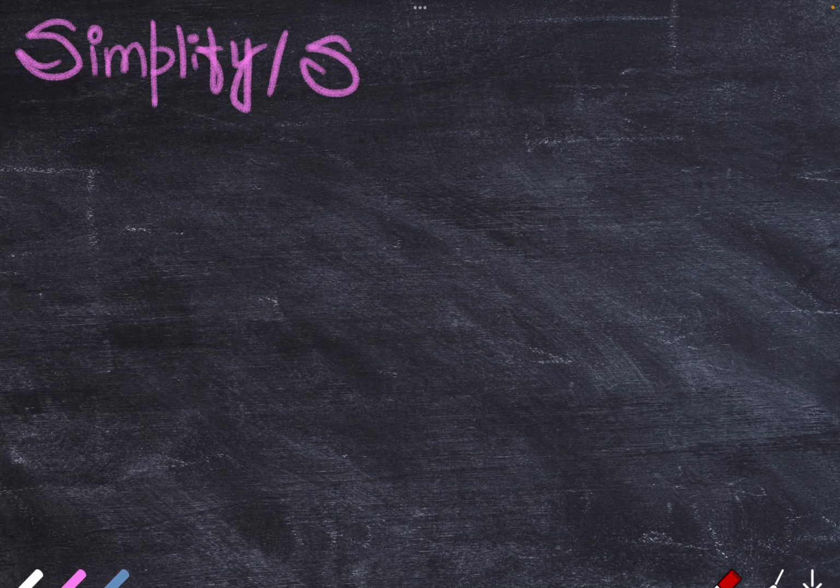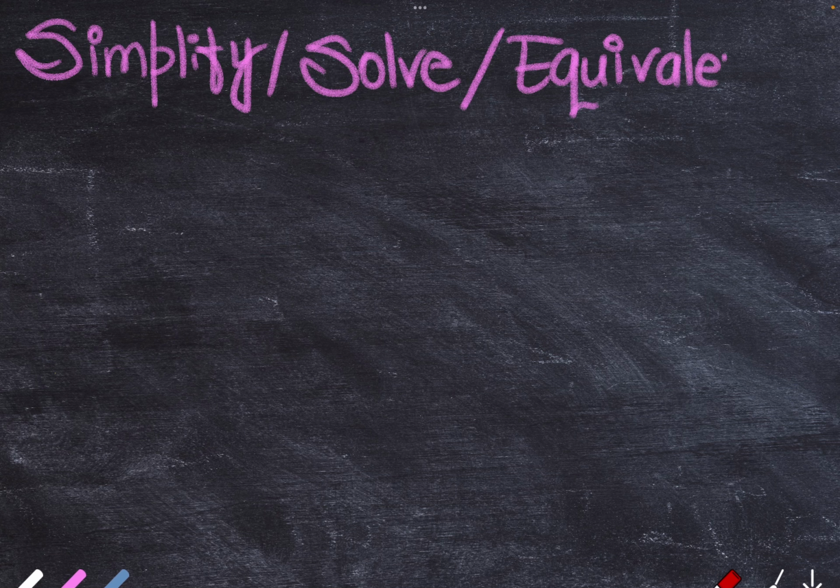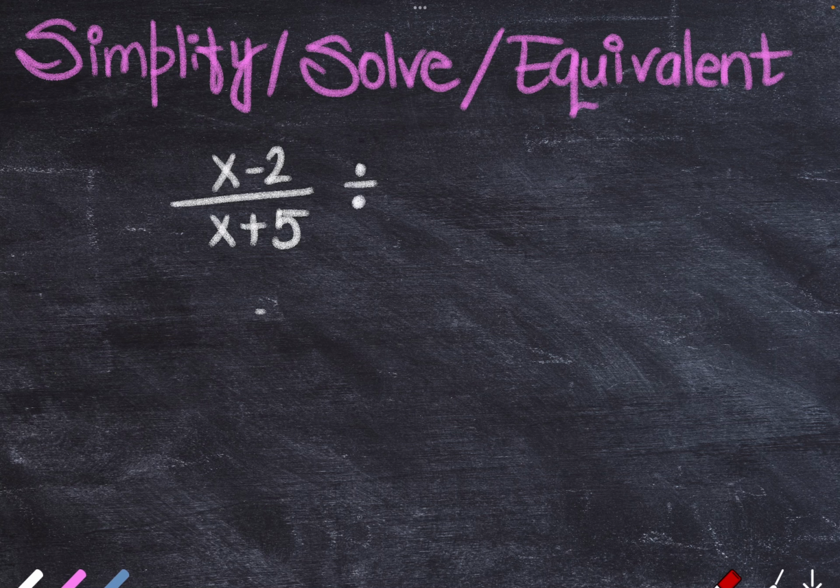All right, we are going to take a look at the question number 4 now. And remember, I am writing down on every screen here for you. Simplify, solve, or create equivalent expressions are the same thing. And this time the question that we have is x minus 2 over x plus 5 divided by x minus 2 and x plus 3. So this is the question given to us.